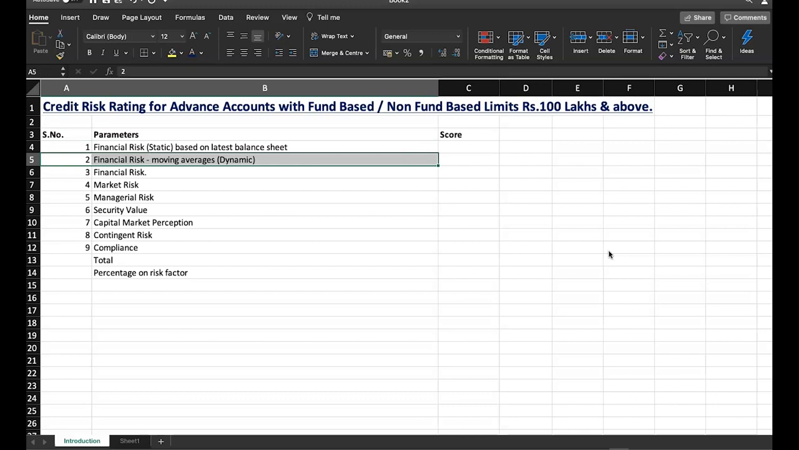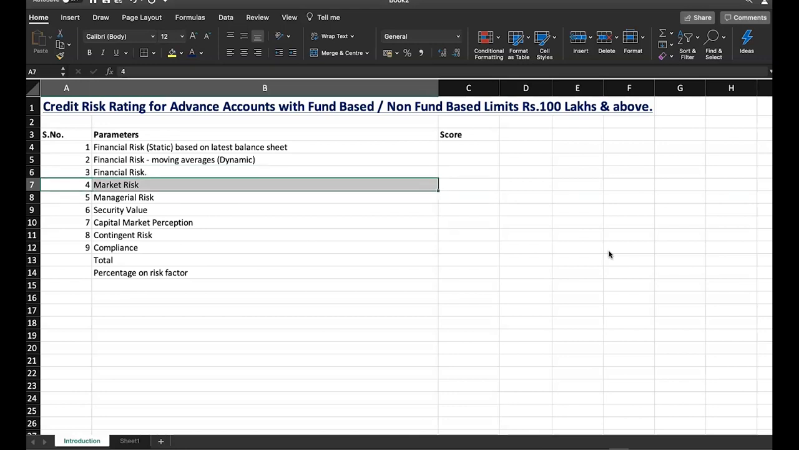Then they'll also analyze the dynamic ratios. That is financial risk based on the moving averages. For this purpose, they take into consideration the past 3 years' balance sheets, then they arrive at a ratio, and for that they give weightage. That comes under financial risk moving averages. Then the third parameter is financial risk, where the focus is on net sales, in what direction sales are moving.